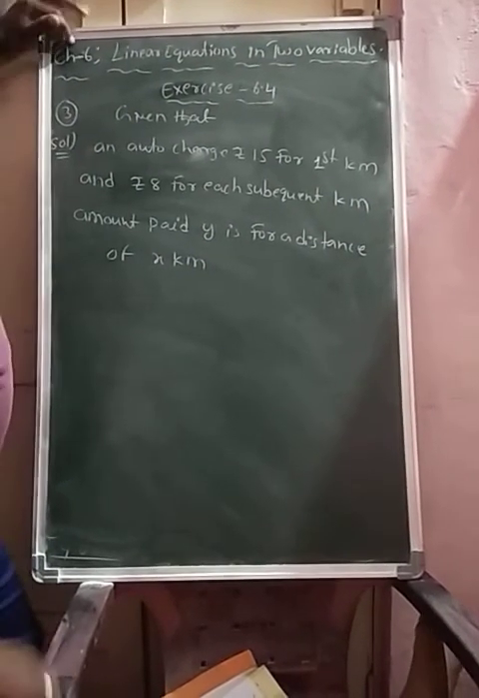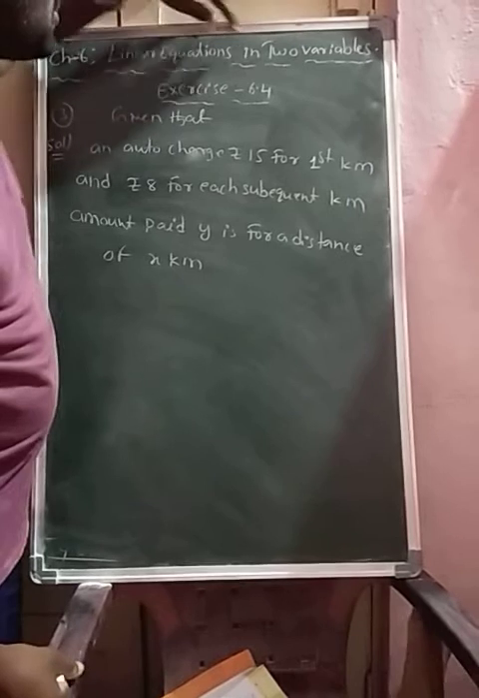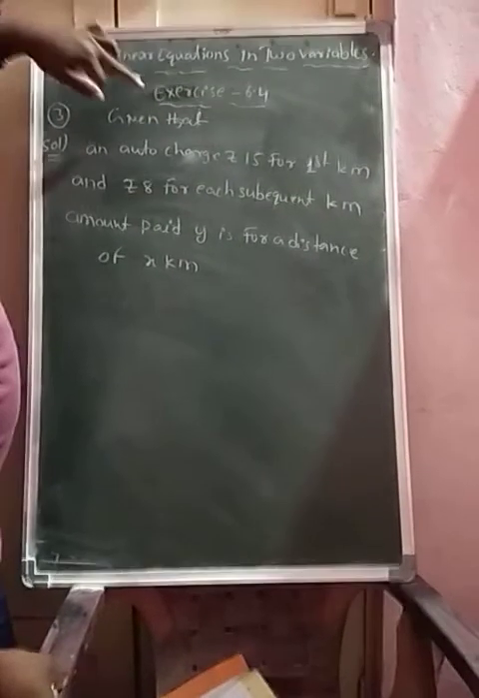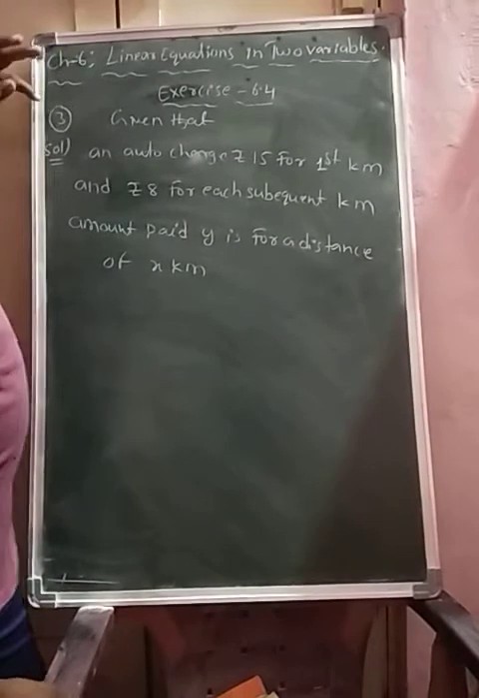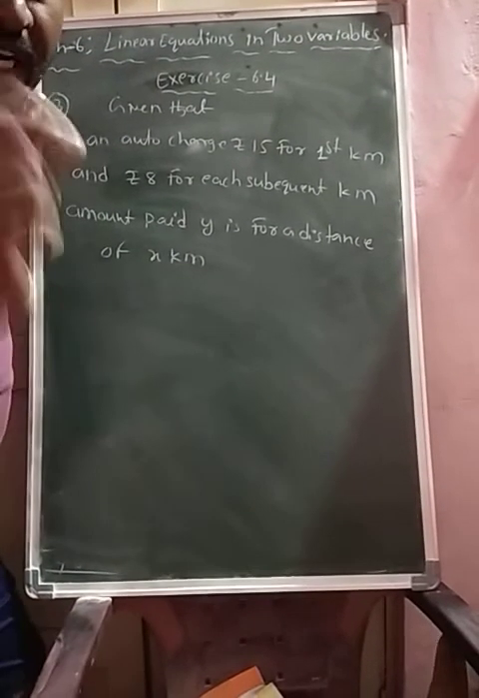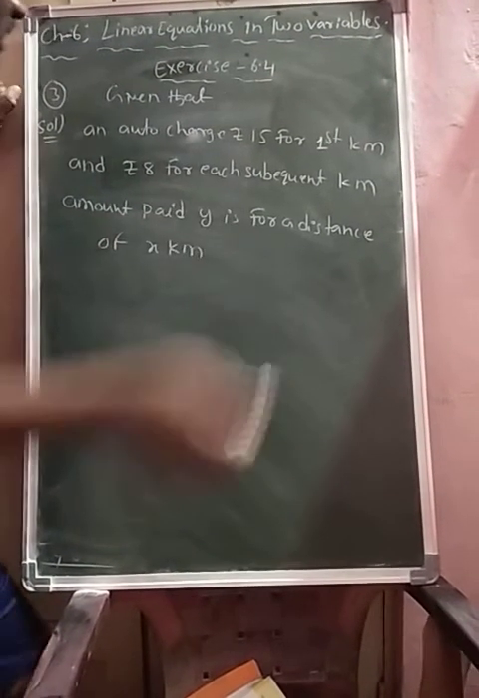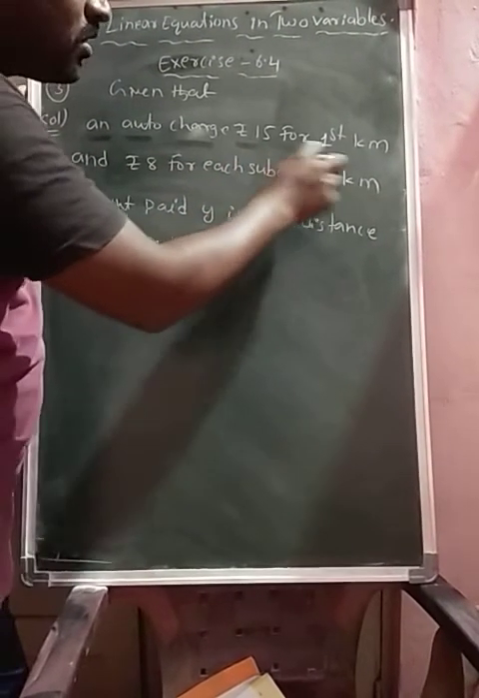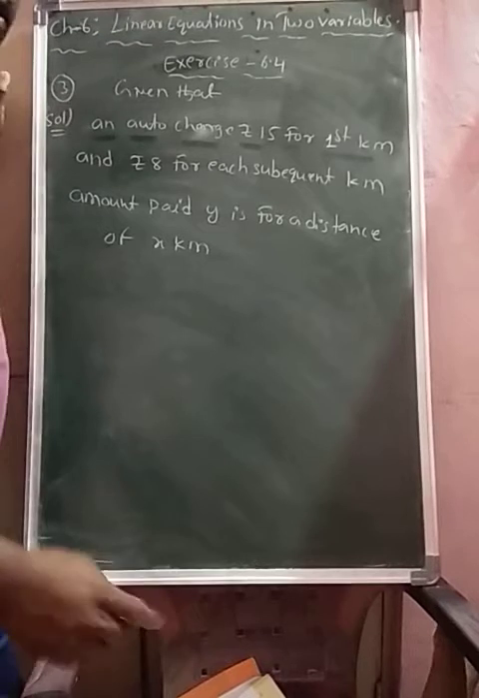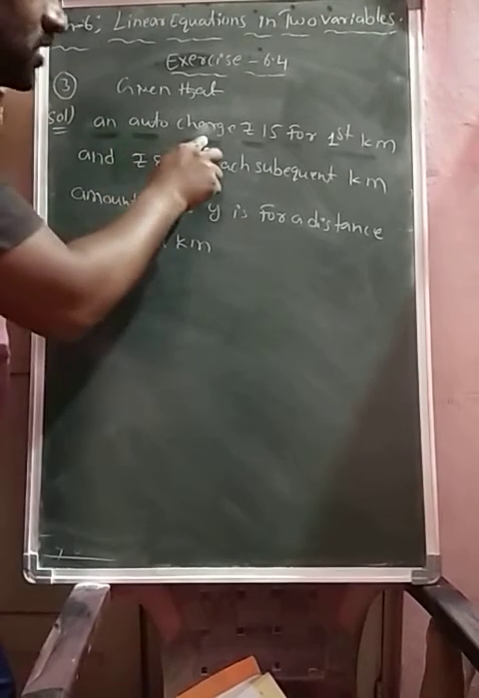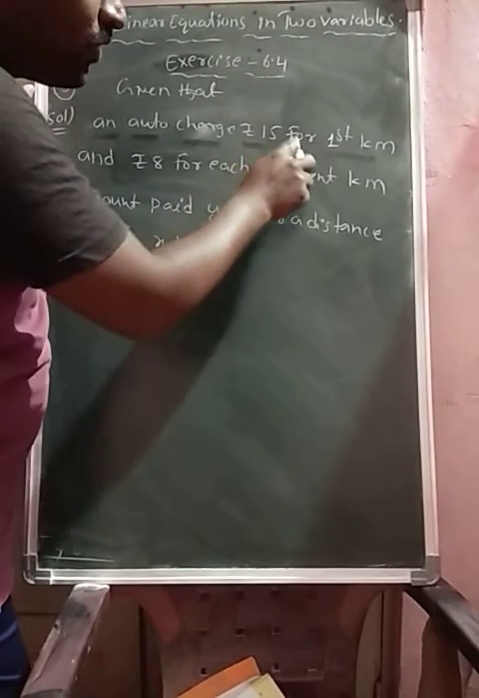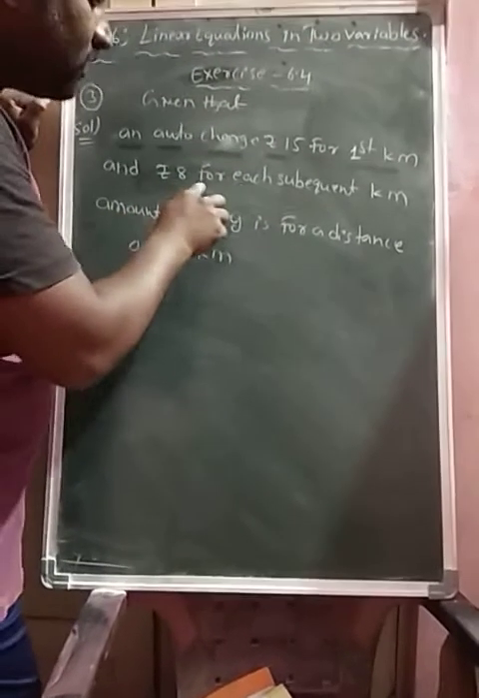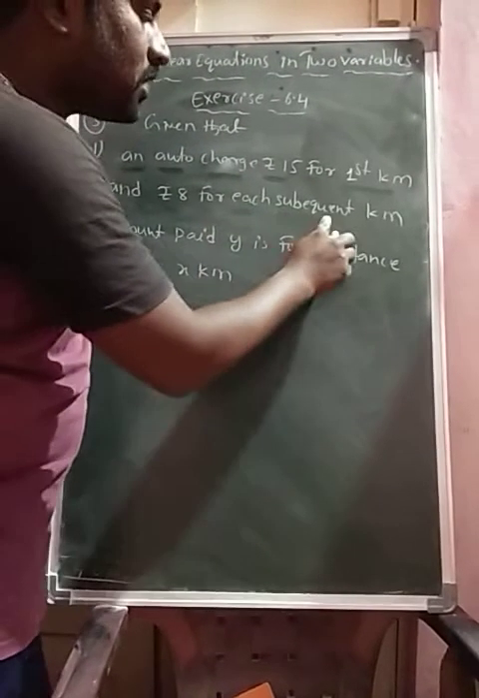Today we are going to discuss chapter 6, linear equations in two variables. In exercise 6.4, third question, the given data is: an auto charges rupees 15 for the first kilometer and rupees 8 for each subsequent kilometer.